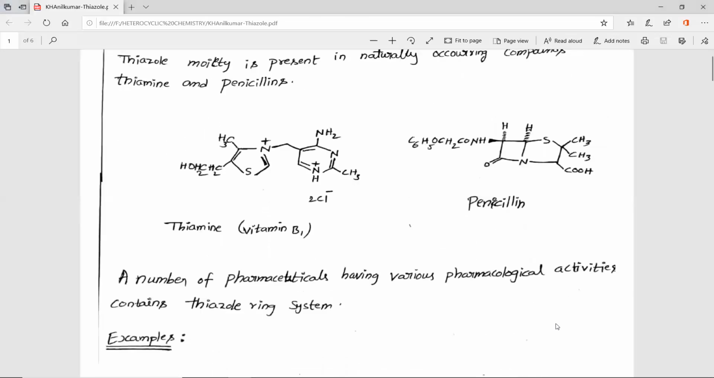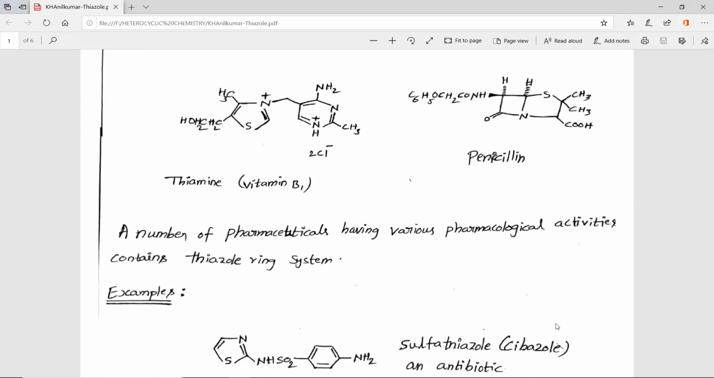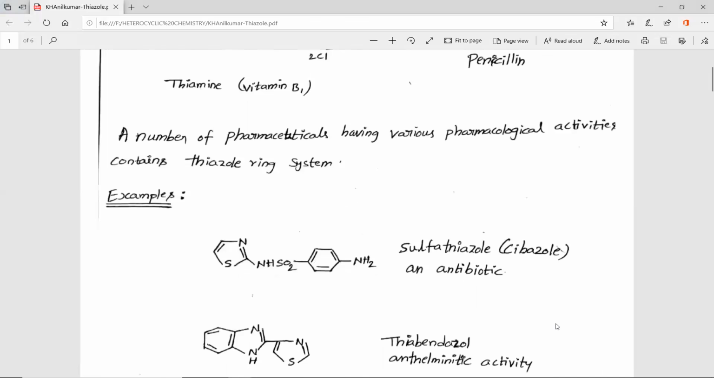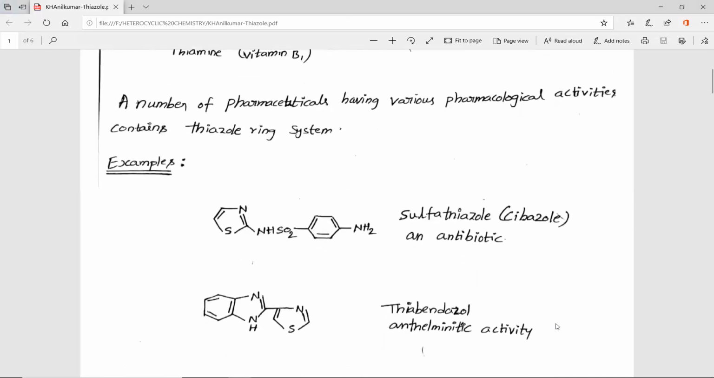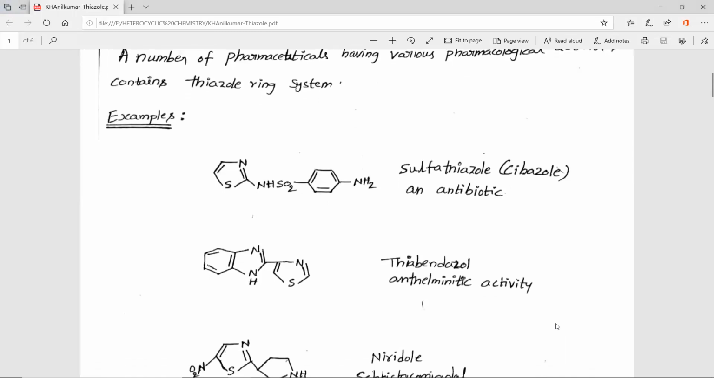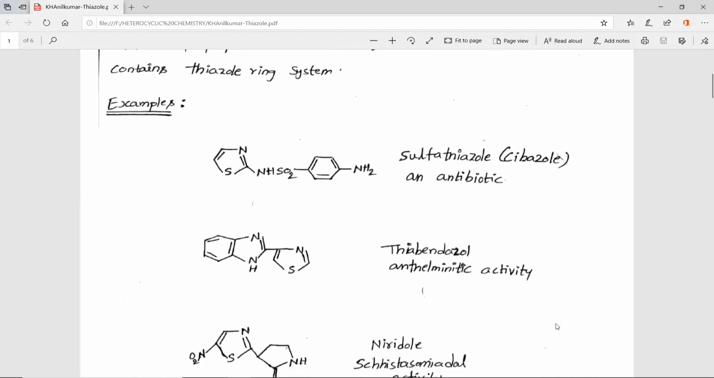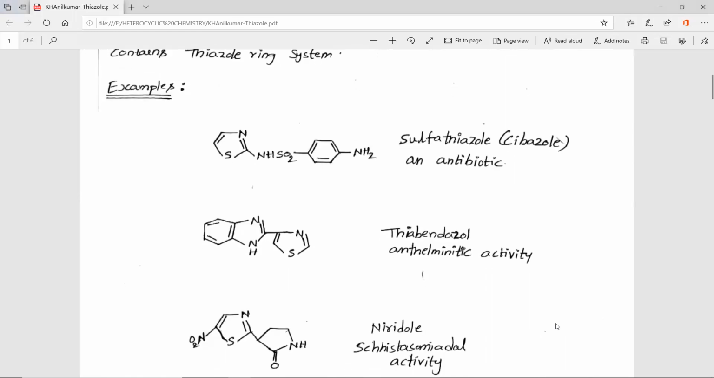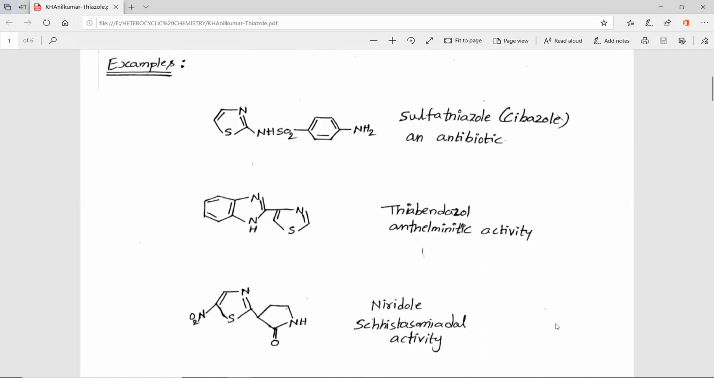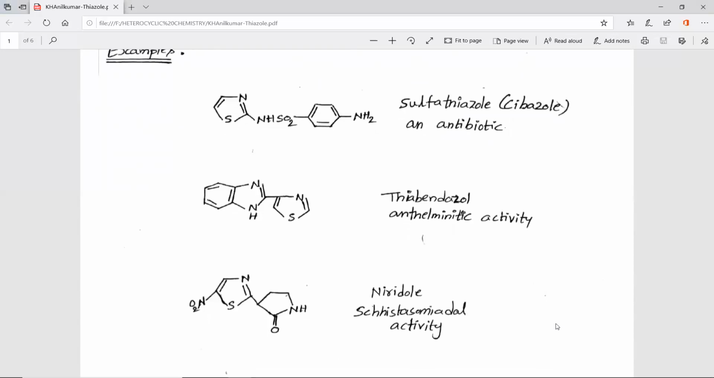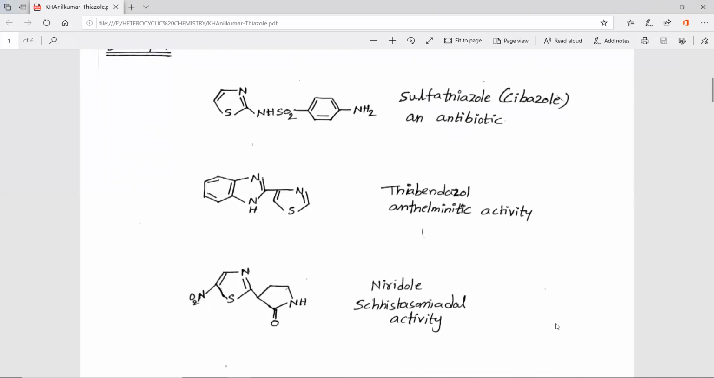There are a number of other pharmacologically important compounds that contain the thiazole ring system. So sulfathiazole, which is used as an antibiotic, and thiabendazole, which is used as an anthelmintic. And niridazole, which is used for its schistosomicidal activity.